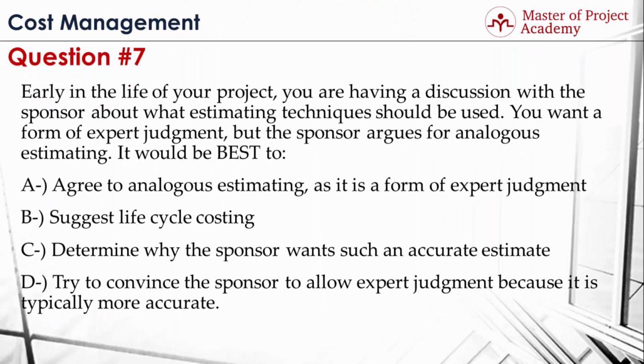Question 7. Early in the life of your project, you're having a discussion with the sponsor about what estimating technique should be used. You want a form of expert judgment, but the sponsor argues for analogous estimating. It would be best to A. Agree to analogous estimating, as it is a form of expert judgment. B. Suggest life cycle costing. C. Determine why the sponsor wants such an accurate estimate. Or D. Try to convince the sponsor to allow expert judgment because it is typically more accurate.